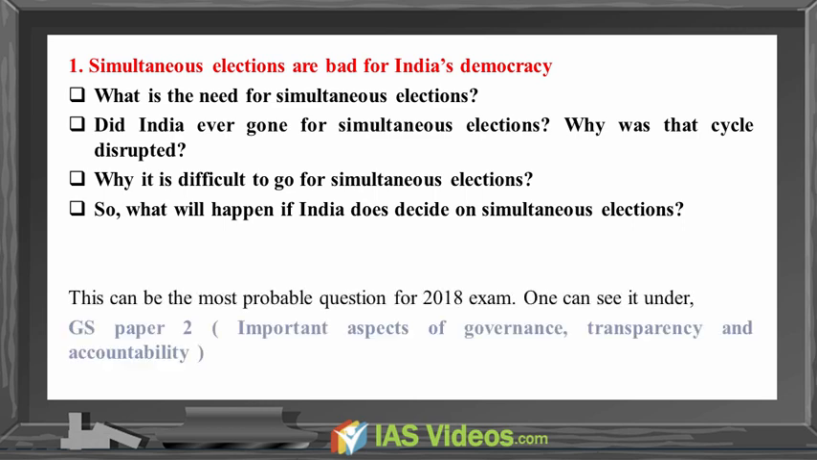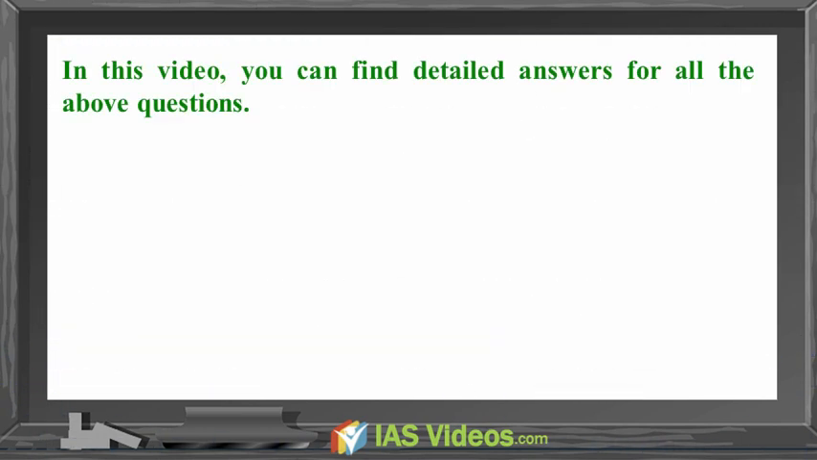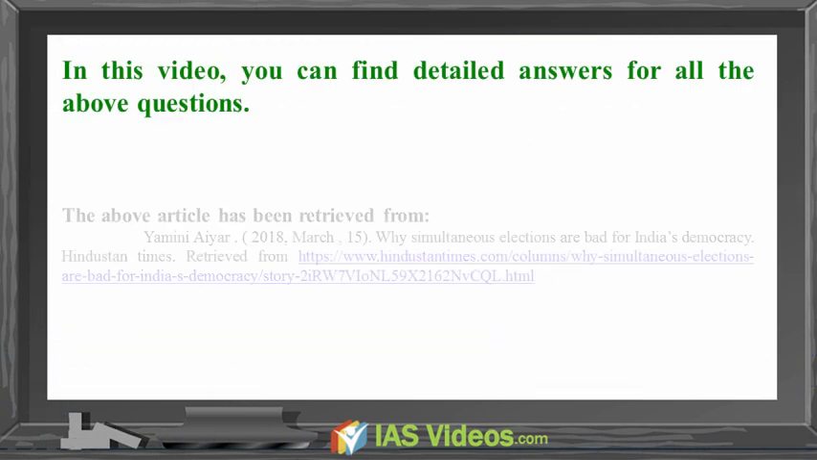This can be the most probable question for the 2018 exam. One can see it under GS Paper 2: important aspects of governance, transparency, and accountability. In this video, you can find detailed answers for all the above questions.